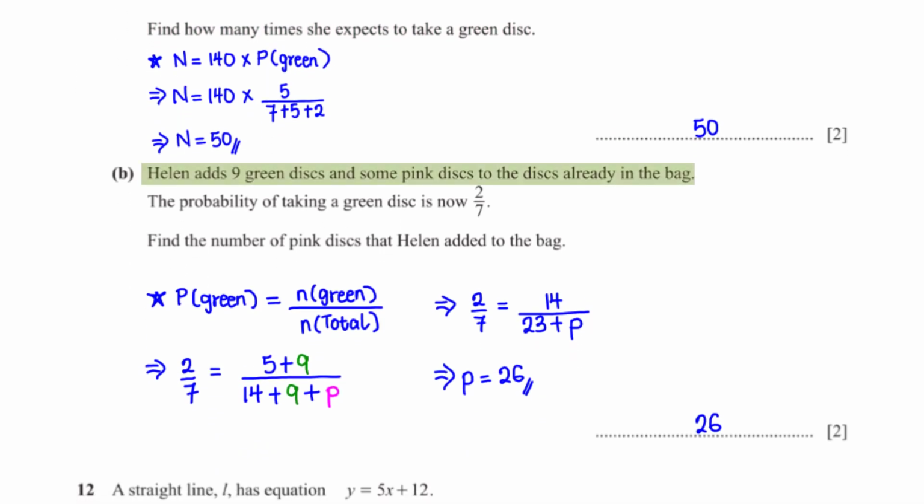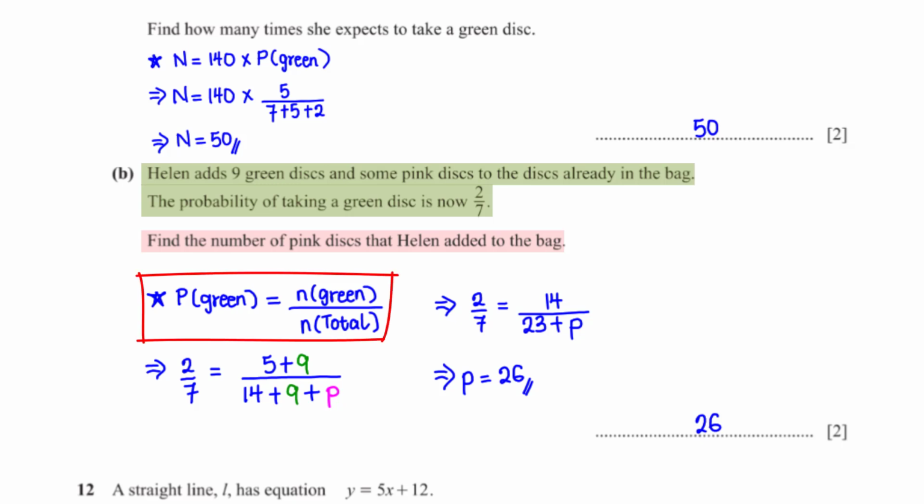Helen adds 9 green discs and some pink discs to the discs already in the bag. The probability of taking a green disc is now 2/7. Find the number of pink discs that Helen added to the bag. Okay, so we know that the probability of taking a green disc is equal to the number of green discs in the bag divided by the total number of discs.